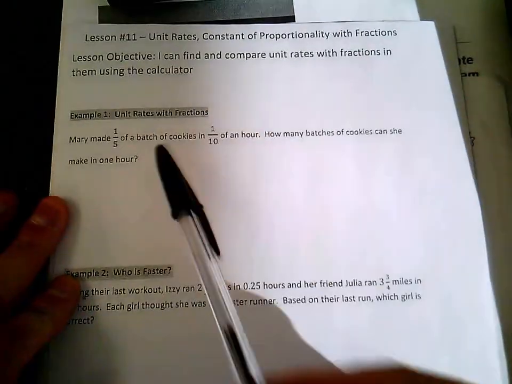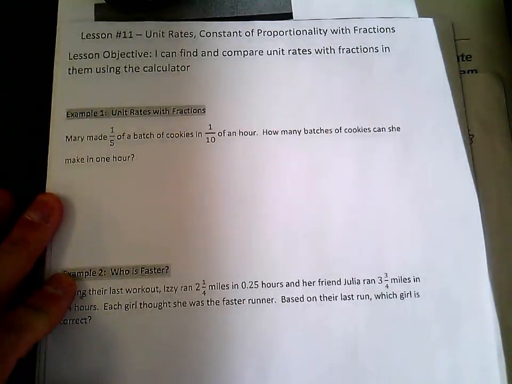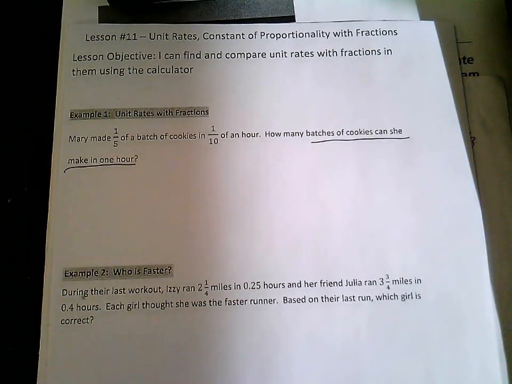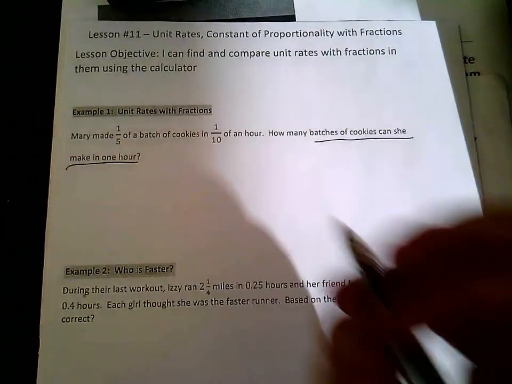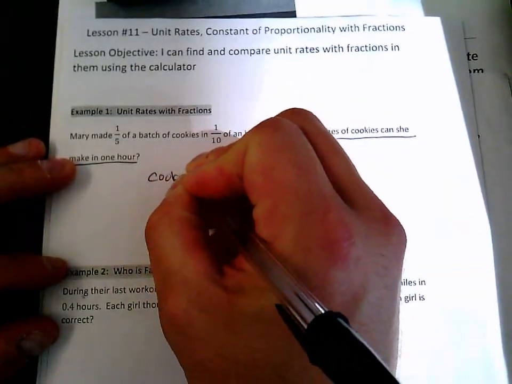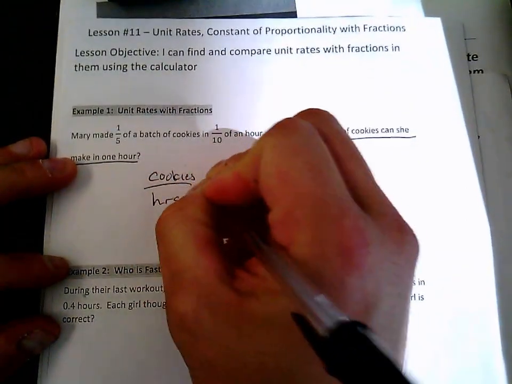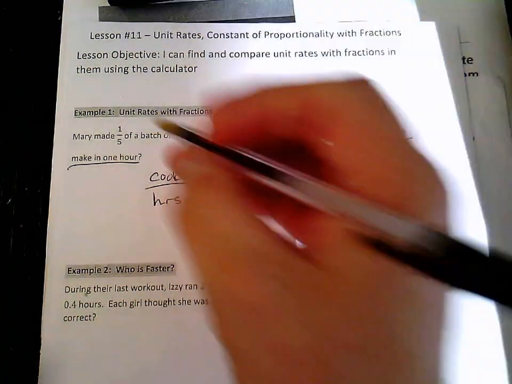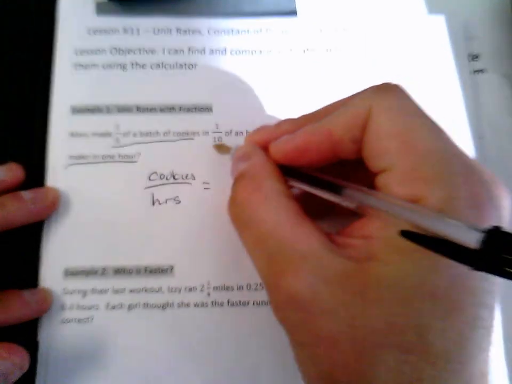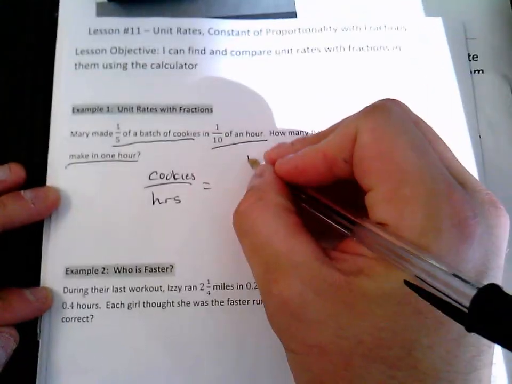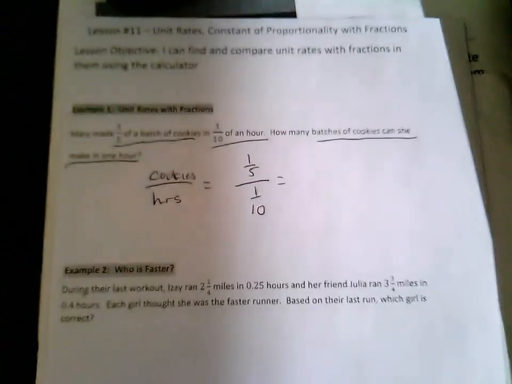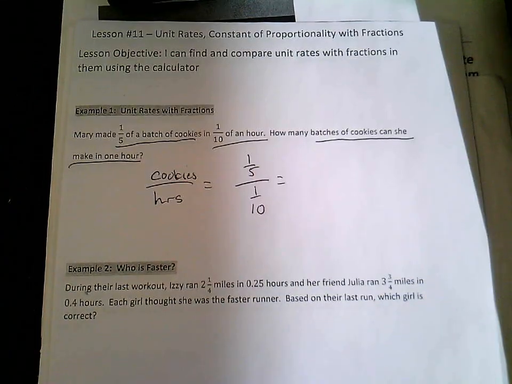So, all right, starting off with example number 1, what do unit rates look like when they have fractions in them? How many batches of cookies can she make in 1 hour? So this is reading for the gist, but we'll talk about reading at the very end. So we want cookies over hours. It's just like we've been doing right along, except now we're going to have fractions. Mary made 1/5 of a batch of cookies in 1/10 of an hour. So we're going to put 1/5 on top, and we're going to put 1/10 on the bottom. They actually call this a complex fraction because you've got fractions within fractions.